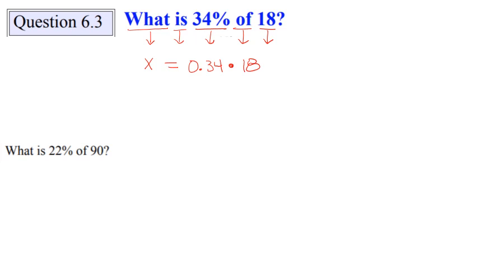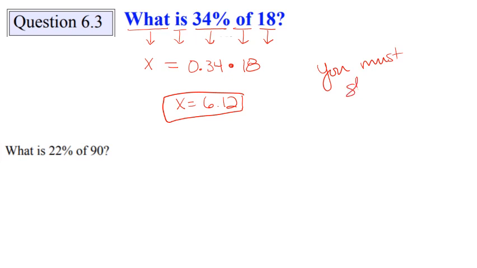And this is why I like my method, for the most part. You just kind of, after you translate, it tells you what to do. And so it's telling us to take 0.34 and multiply by 18. So you can do that as your side work, and then get x equals 6.12. You must show your work for full credit.